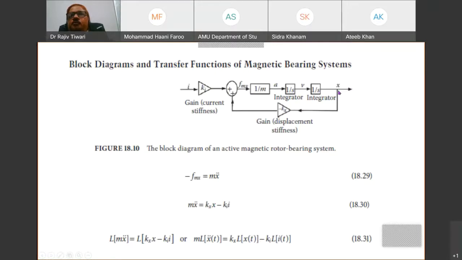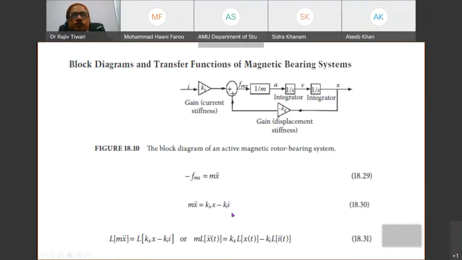And if you see, the displacement is multiplied by the Kx, and the current is multiplied by the Ki. If you add these two, that is nothing but the magnetic force. So in this closed loop, you can see the magnetic force is given by the previous expression which I gave, Ki into I minus Kx into X.